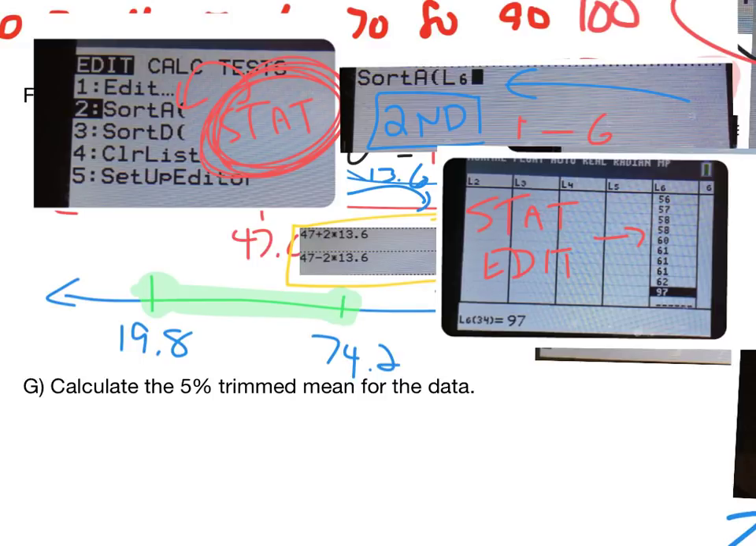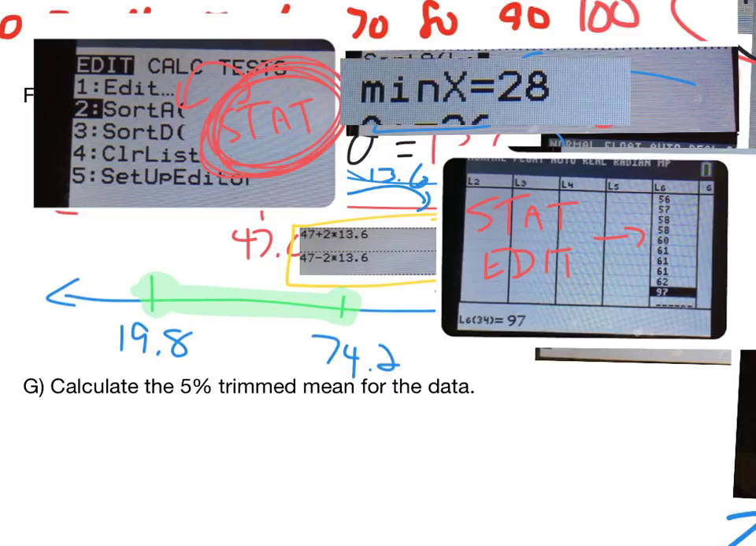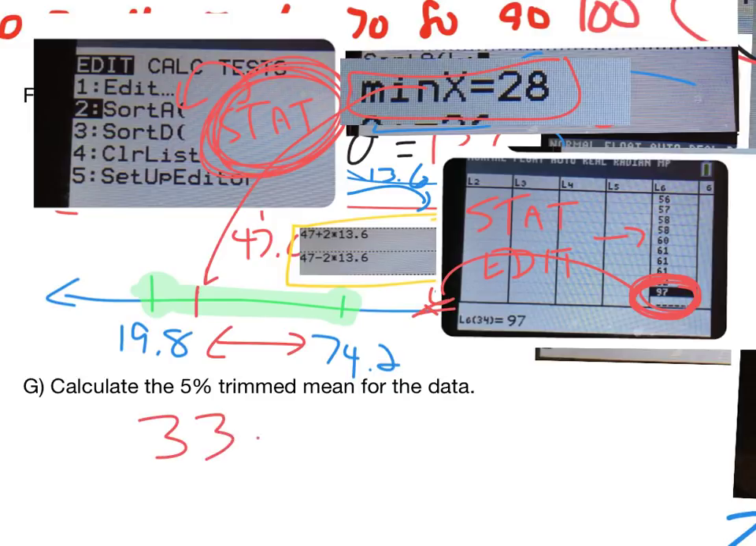I saw that from my 1-var stat test, I know the minimum data value is 28. So 28 is going to be in between 19.8 and 74.2. It looks like the only number which is not in this range, any number that's not in between 19.8 and 74.2, is this number 97, that outlier. So here we know that 33 of the 34 numbers are within 2 standard deviations of the mean.